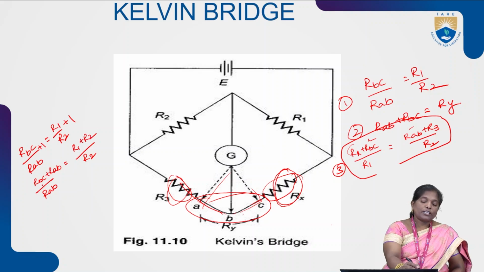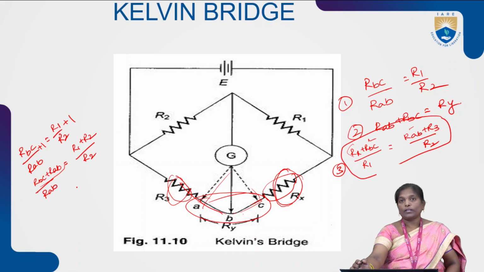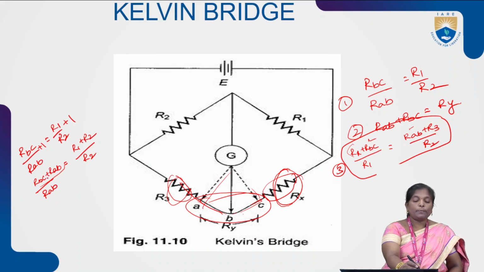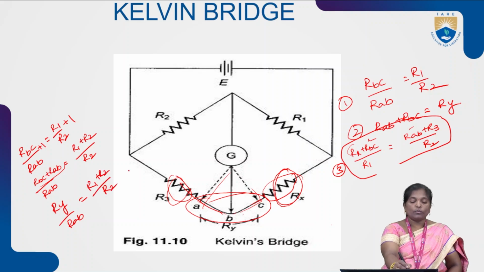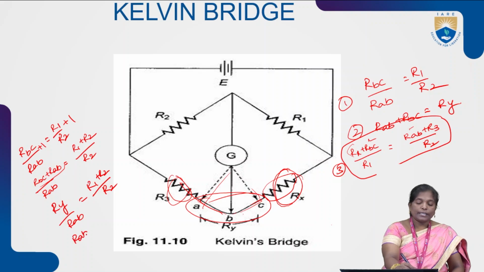Now, the expression is (RBC plus RAB) by RAB equal to (R1 plus R2) by R2. In this equation, what does RBC plus RAB represent? RY. So, replace RBC plus RAB with RY, giving RY by RAB equal to (R1 plus R2) by R2. Now, take cross multiplication here. Then we have RAB equal to R2 RY by (R1 plus R2).